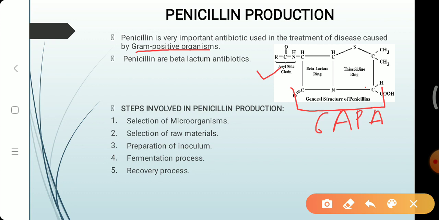Now we will see the steps involved in penicillin production. The first step is selection of microorganism. The second step is selection of raw material. The third step is preparation of inoculum. The fourth step is the fermentation process, and the fifth step is recovery. We will see each and every step in detail.